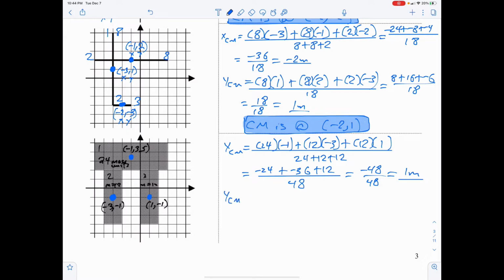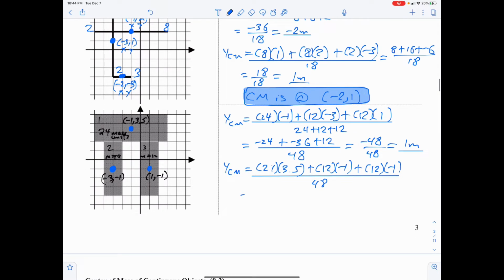Okay, the y position of the center of mass, same mass units, 24. This one is going to be times 3.5 in the y direction, plus 12 times negative 1, plus 12 again, times negative 1 again, all divided by the same 48 mass units. So 24 times 3.5 is 84, plus negative 12, plus negative 12, and that's all divided by 48.